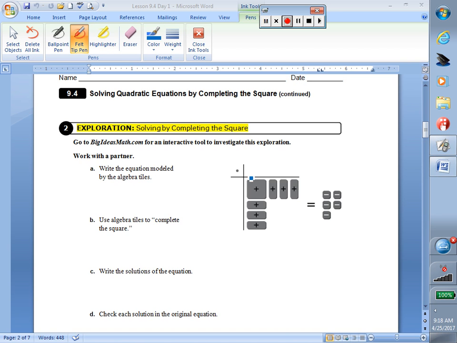Please open to page 292 in your student journals. In section 9.4, we're going to continue solving our quadratic equations, and in this section we're going to learn a method called completing the square.